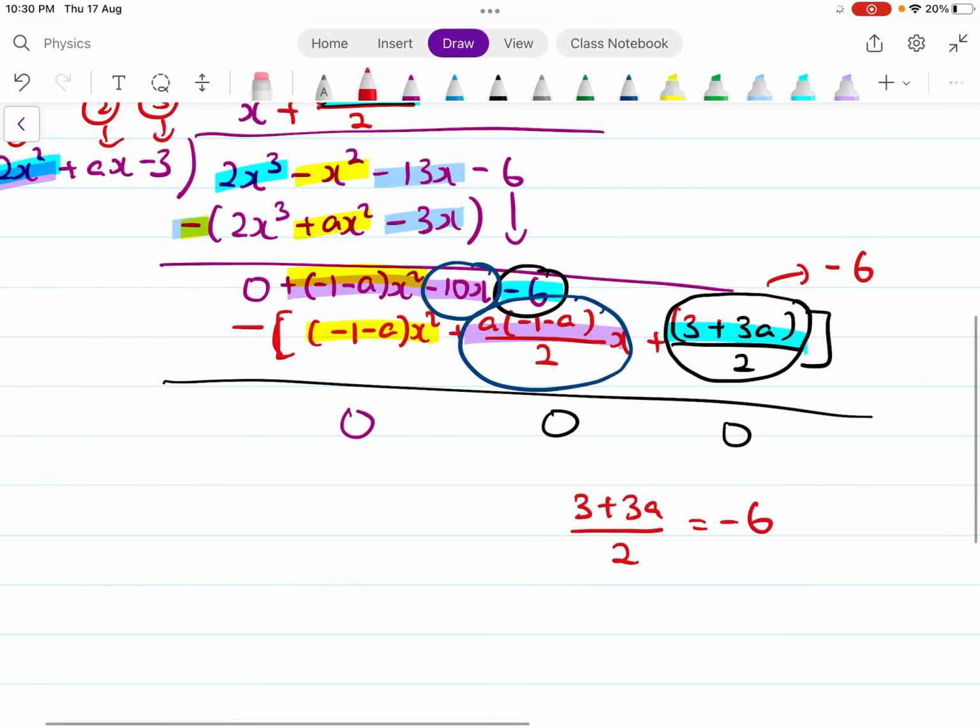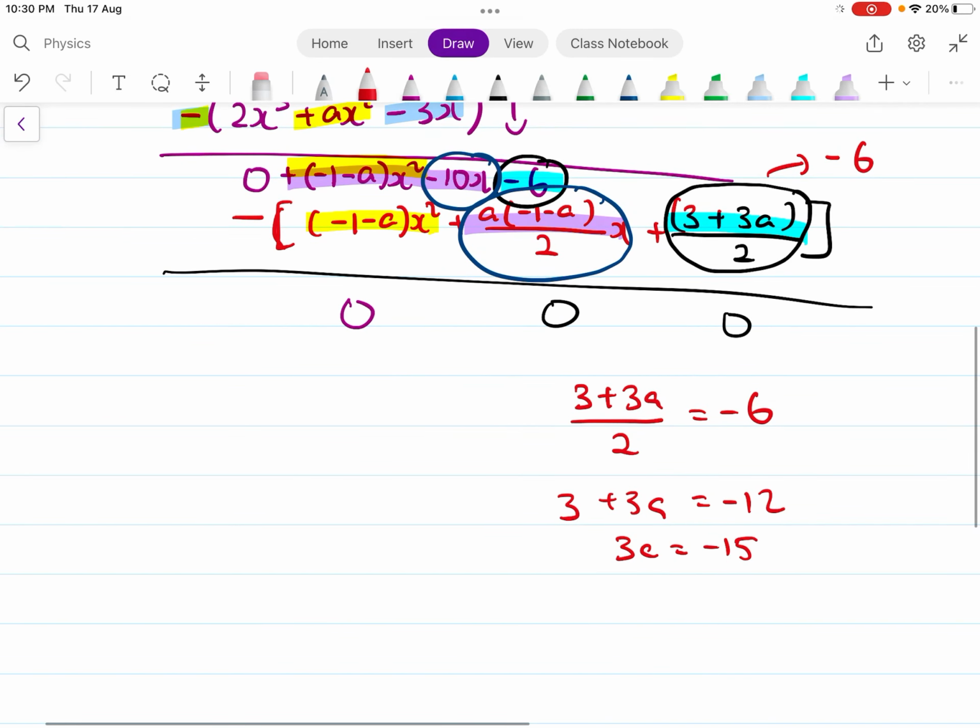So I solve for a. So 3 plus 3a equal to minus 12. Forget the 3. So 3a equal to, 3 move over, negative 15. So a is equal to negative 5. Yeah, so this will be the value of a. Okay, so that's how we solve this question.